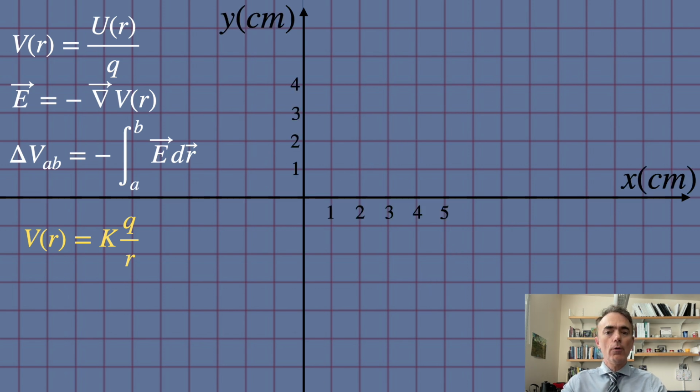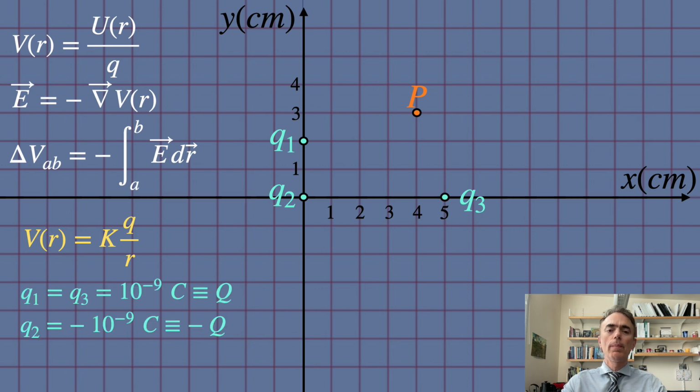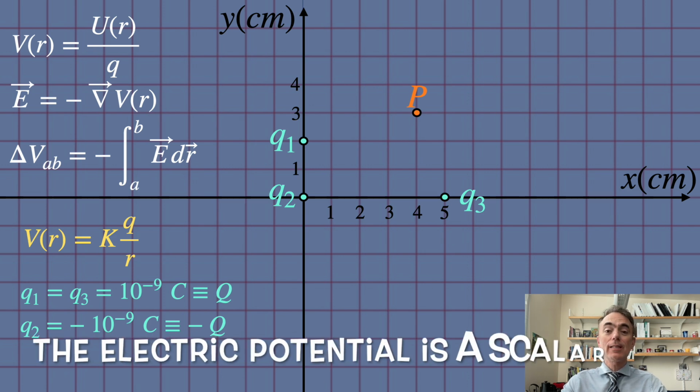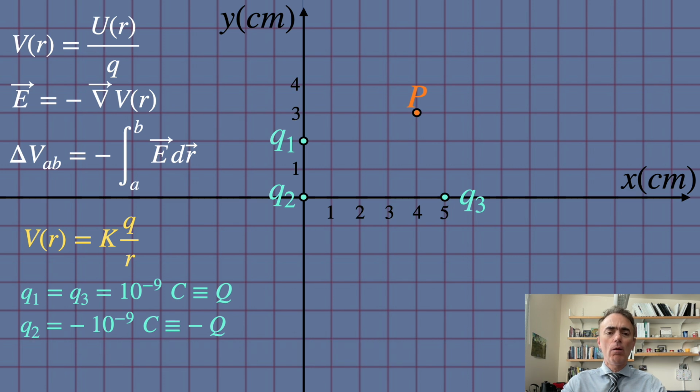Let's calculate now the electric potential due to a distribution of charges. Consider the discrete distribution of this figure. What should be the potential created at point P? Here, unlike for the electric field, the electric potential is a scalar. This means that it only depends on the distance and not on the direction. This will facilitate the maths involved.